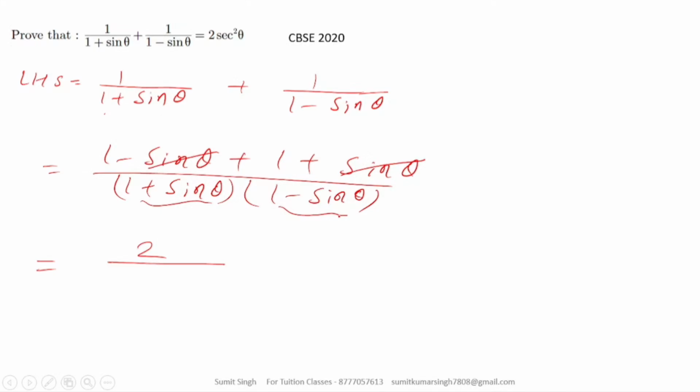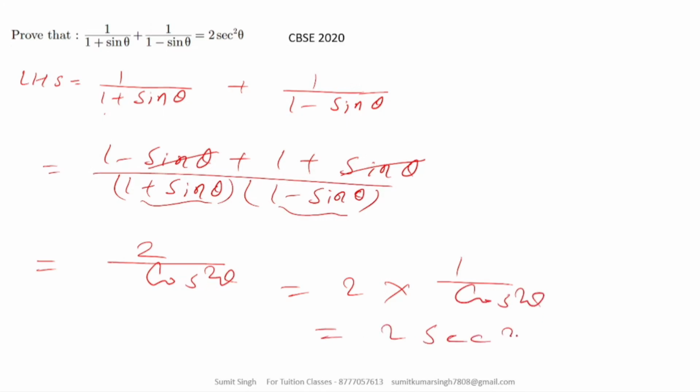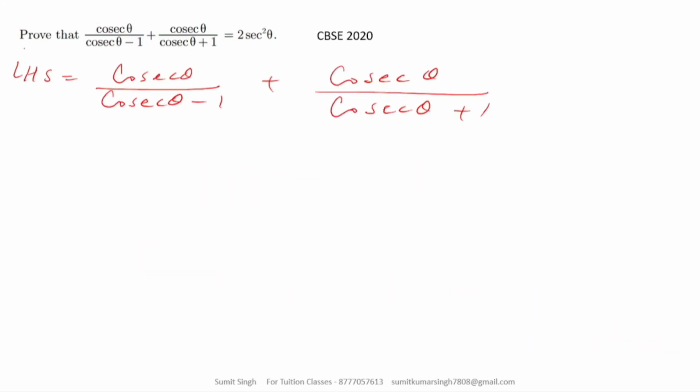This is the formula for 1 minus sine square theta, which will be equal to cos square theta by using the formula. So we can further simplify to 2 by cos square theta. We can write 2 times 1 by cos square theta. So yes, 1 by cos square theta will be equal to sec square theta. That is our RHS term here. In the proving question, LHS is equal to 2 sec square theta.